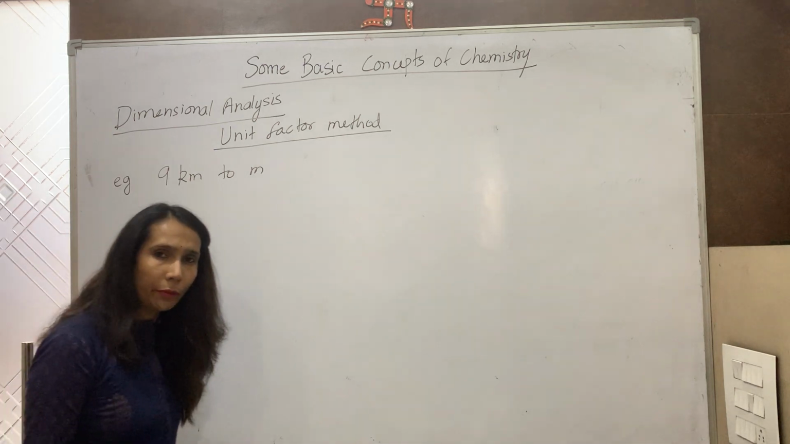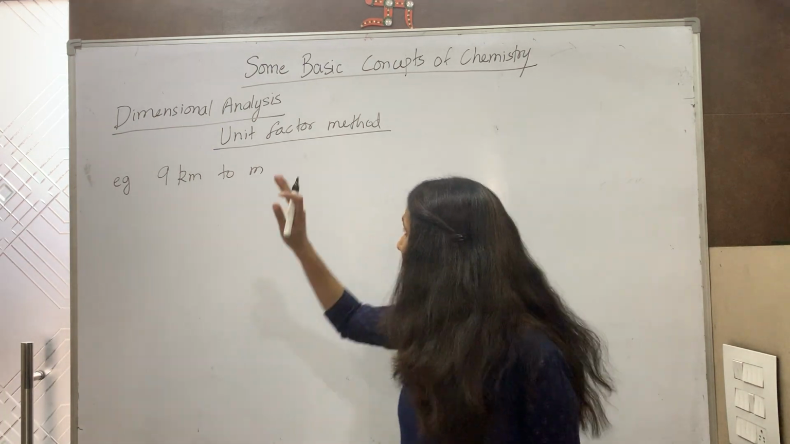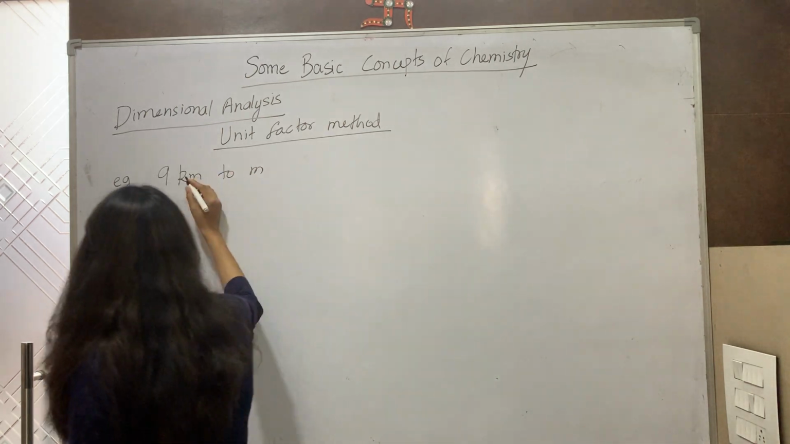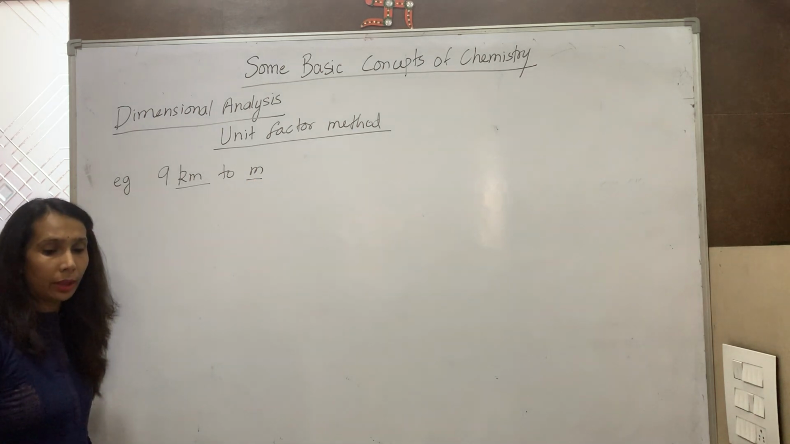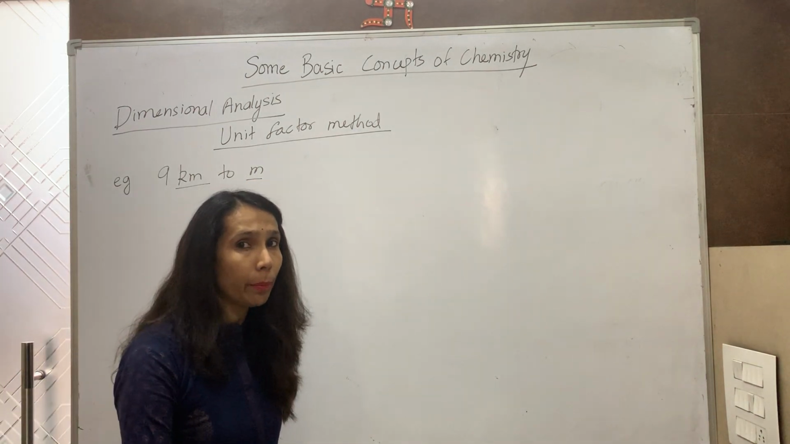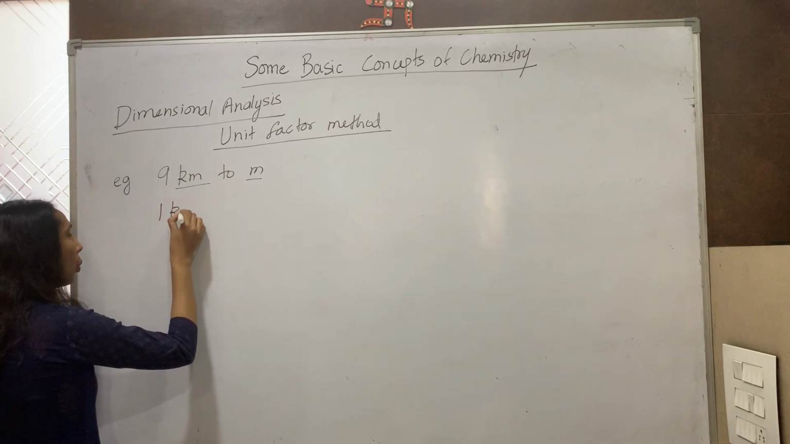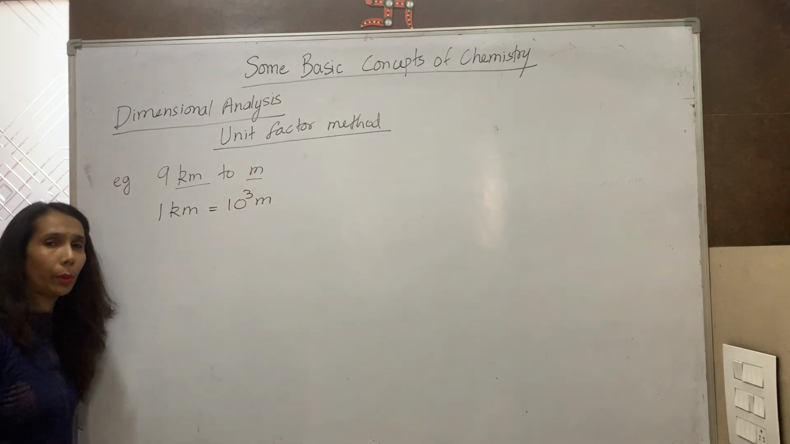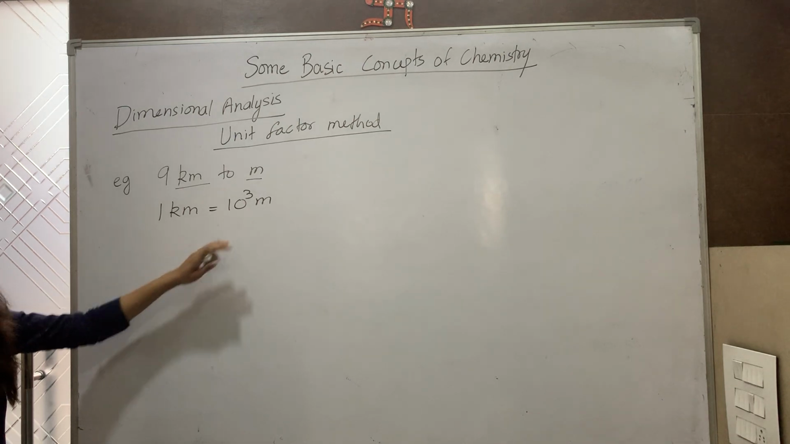Now, I know that all of you can directly convert it into meter. But what we are using here is the unit factor method. To use this method, first of all, whatever units are given to us in the question, we must know the relationship between those units. So what is the relationship? We know that 1 kilometer is equal to 10 to the power 3 meter. This is the relationship between the two.